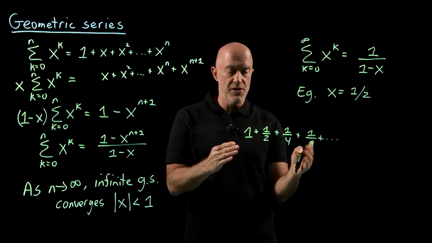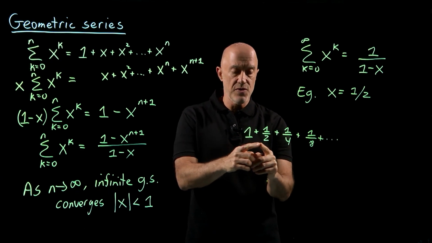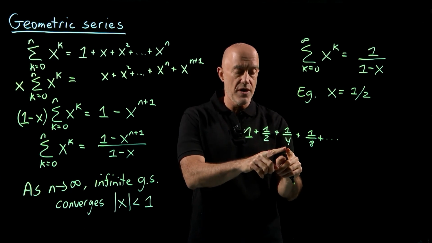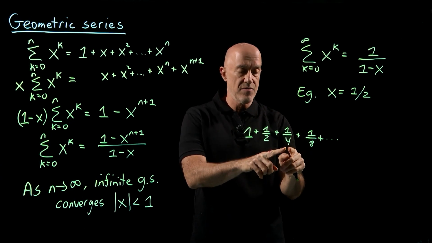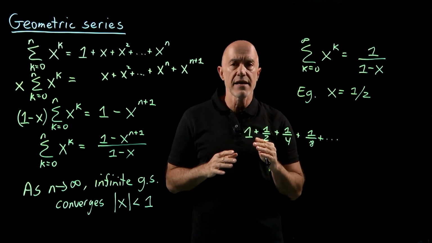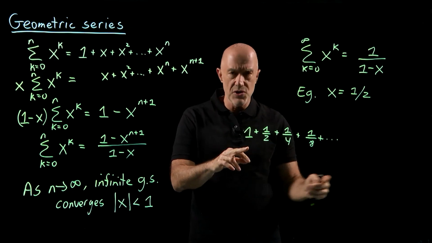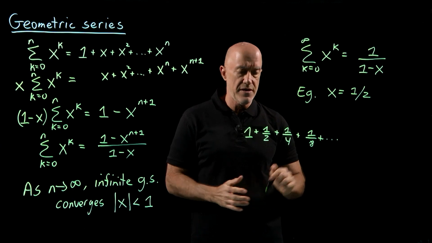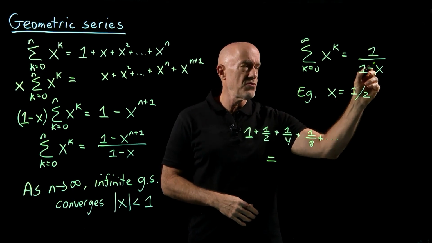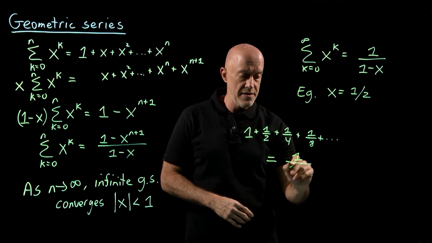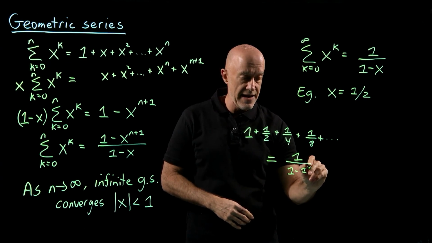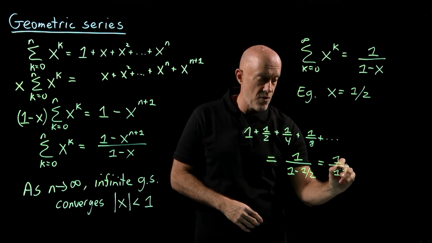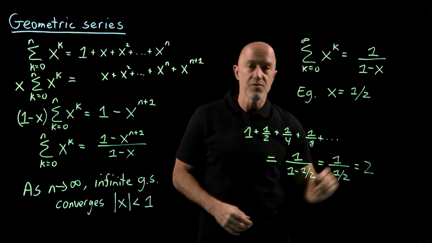If we look at this series, we start at 1, we add to it 1/2, then we add to it 1/2 of that, so we add to it 1/4. We add to it 1/2 of that, we add to it 1/8. So it looks like we're getting closer and closer to 2, but we're not quite there. We need an infinite number of terms to get there. And we can see that if we just substitute 1/2 here, that's equal to 1 over 1 minus 1/2. 1 minus 1/2 is just 1/2, so 1 over 1/2 is exactly equal to 2.